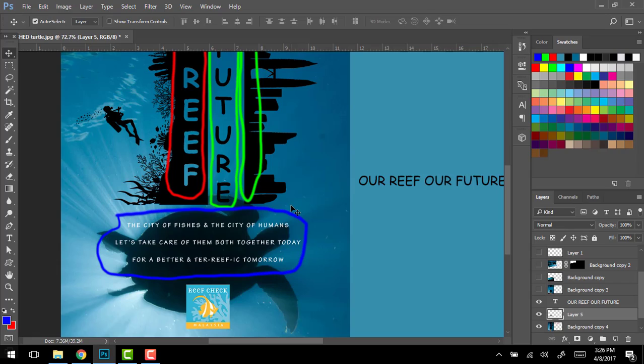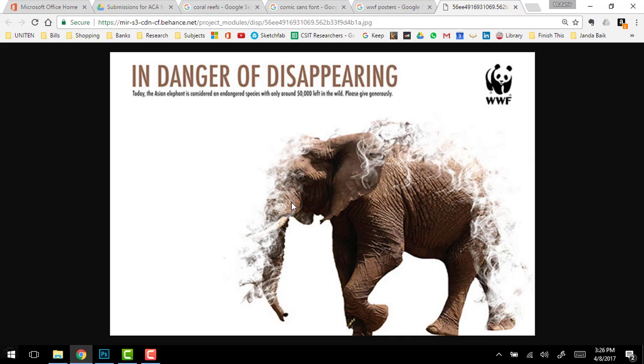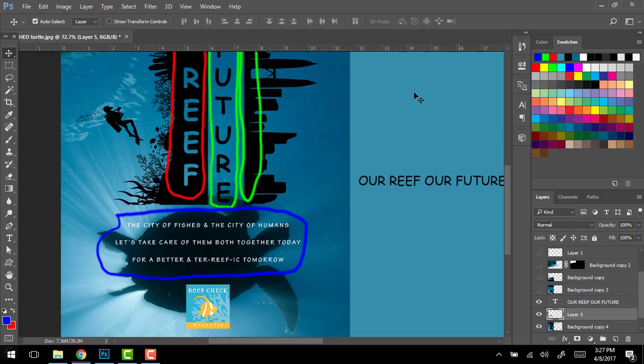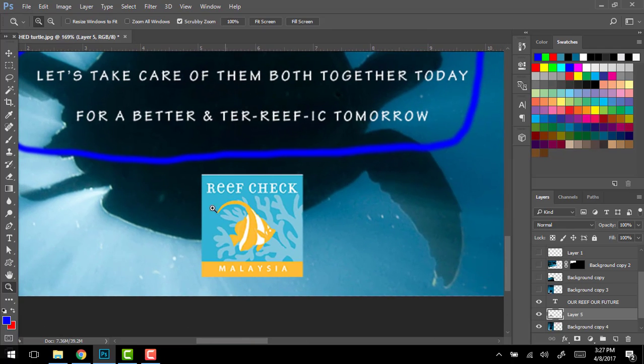Okay? All right. And therefore, care needs to be taken on how you lay out those texts. Right now, just look at this. This is working. Why? Because we clearly see that the WWF logo is here. Cool, that's not in the way of our design. And then it blends well with the background. Your Reef Check has a blue color. Preferably, the background should be blue as well.